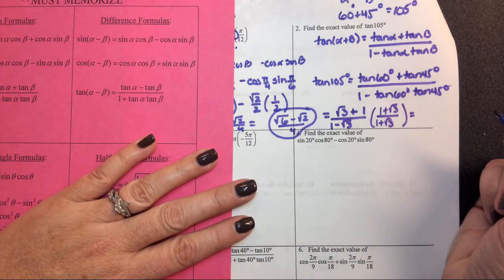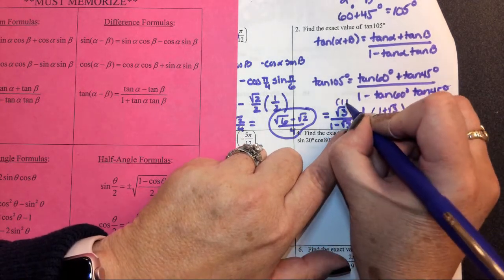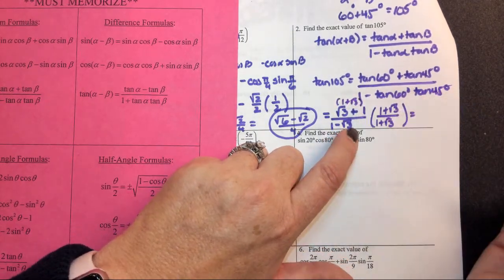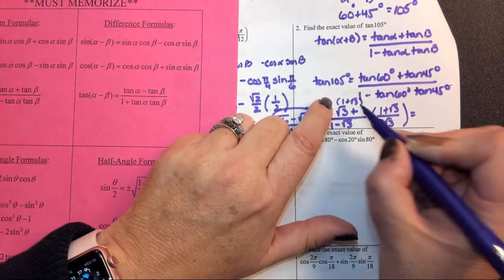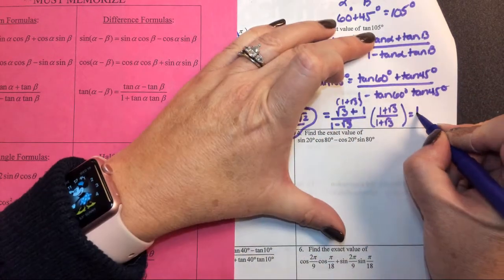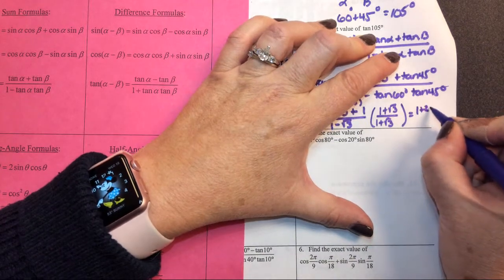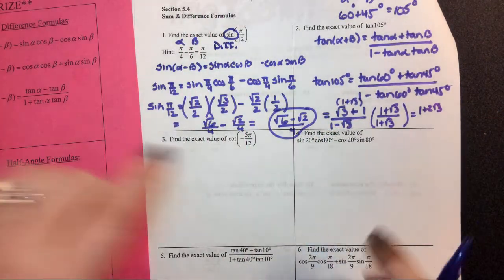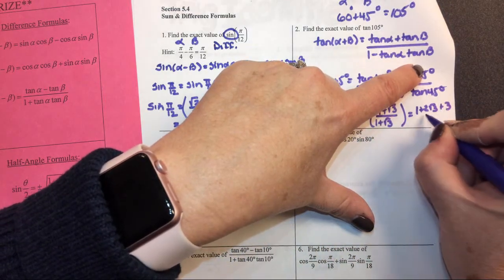Okay? Again, if you want to rewrite square root of 3 plus 1 as 1 plus square root 3 to make your foiling easier, go right ahead, because square root of 3 plus 1, remember, is the same as 1 plus square root 3. All right? So again, when I FOIL the numerator, 1 times 1 is 1. Square root of 3 plus square root of 3 is going to be plus 2 square root 3. Square root of 3 times square root of 3 is just going to give me a 3.